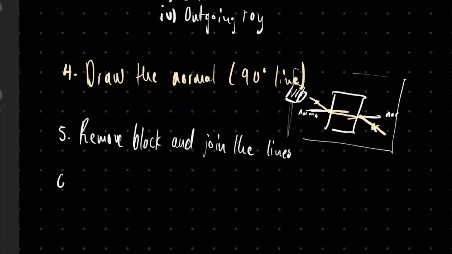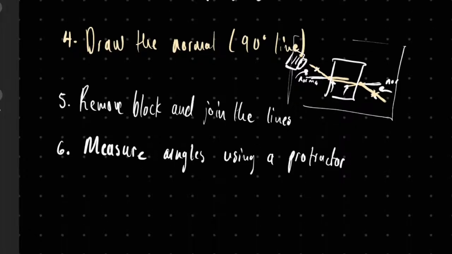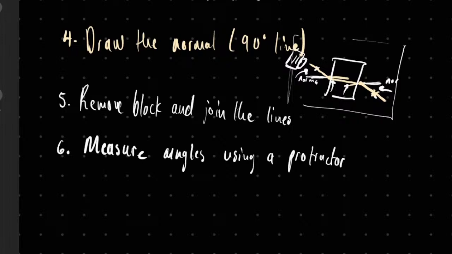Number 6, measure angles using a protractor. There is this one. There is the angle of refraction here. Then there is this incoming. Then there is the angle of refraction here. So we have those. Okay? Are we together? Measure angles. Okay, students?